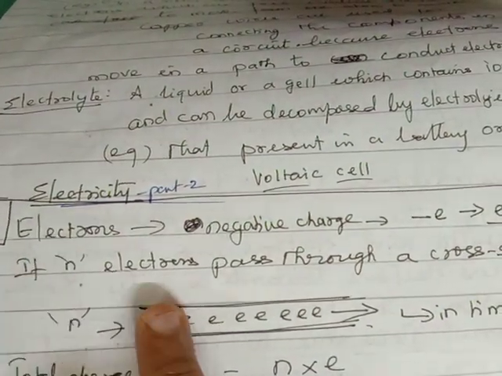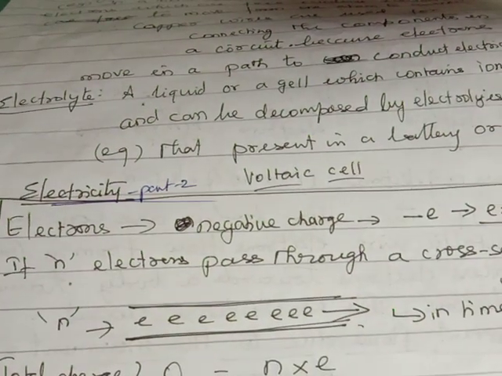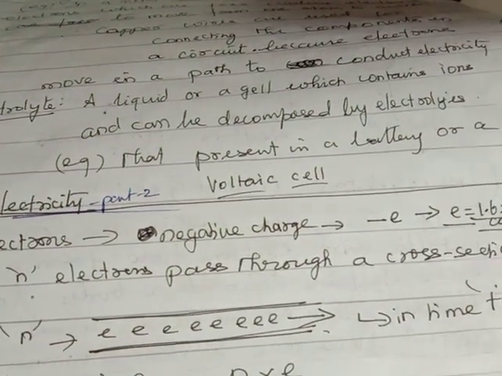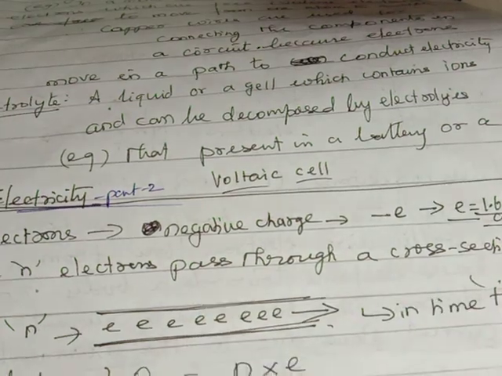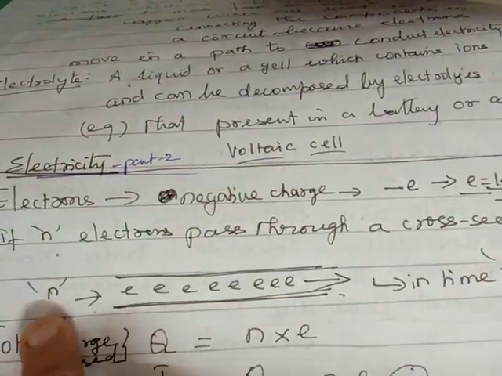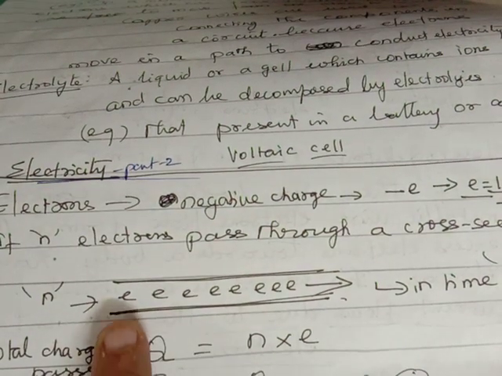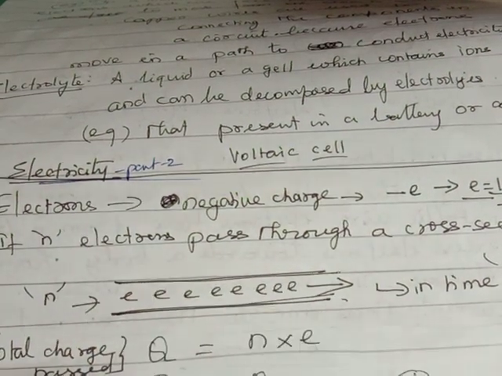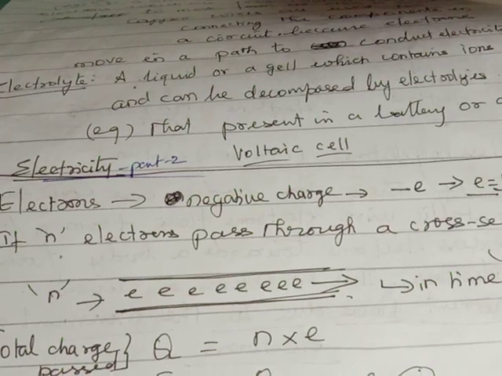If n electrons pass through a cross section, imagine a cross section of a conductor. Okay, cross section means it is only a thickness. That's why I drew this diagram. Consider a copper wire. Imagine there are n number of electrons. So n number of electrons are passing through the wire in time t seconds.